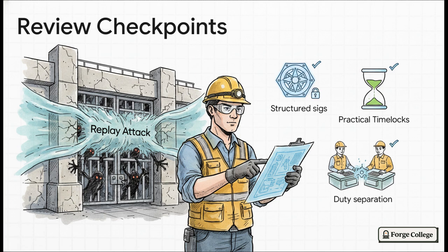You must verify structured, domain-separated signatures to prevent replay attacks. You've got to confirm unescalatable allowance logic. You must ensure your time locks are actually practical, not too short to be useless and not endlessly long. And you must separate duties for critical operations. Basically, running through this checklist ensures that your floors and gates will actually hold strong when put under pressure.